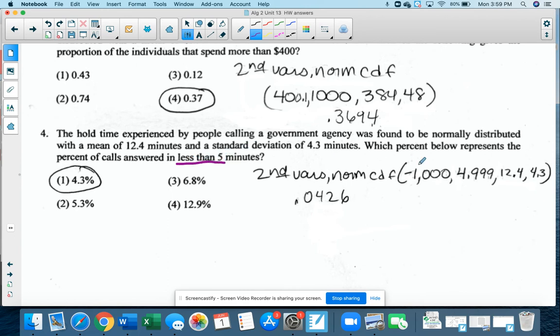My lower number, I just put in negative 1,000. If I don't have a lower number, if it's infinite, although here I probably could have put in 0 because you can't have a negative amount of minutes, it won't change my answer at all. So my lower number is negative 1,000. My upper number is 4.9999 because I want to be less than 5 minutes. My mean is 12.4 and my standard deviation is 4.3. All that goes into my calculator, and I get 0.0426. Remember, I'm moving my decimal 2 places over, and that's why I have 4.3%.